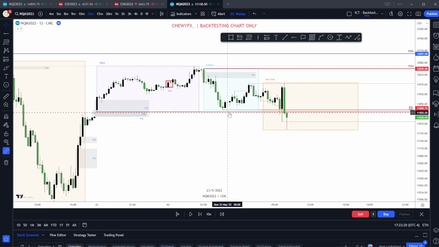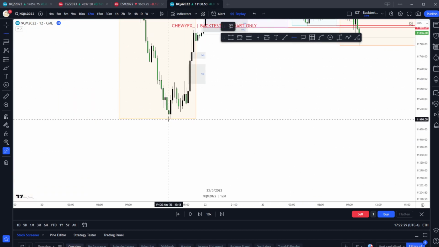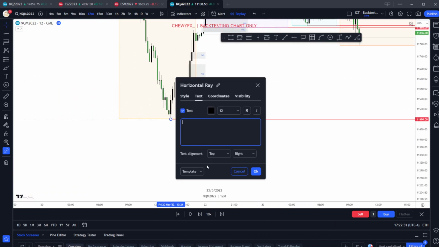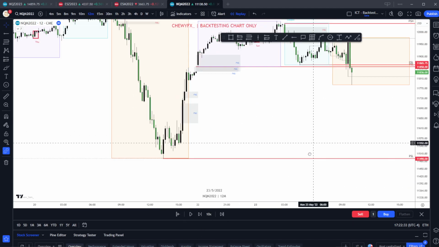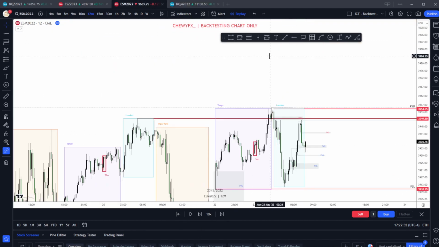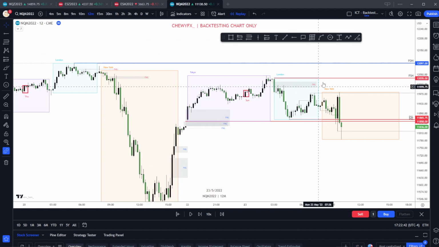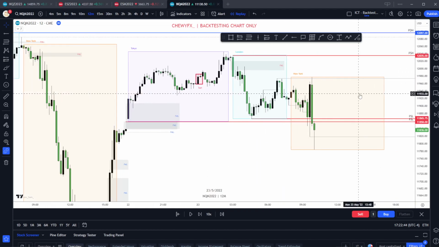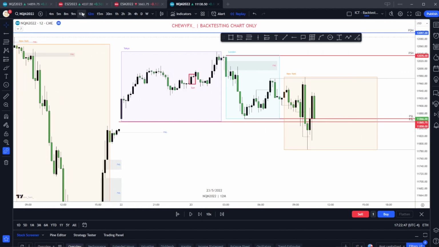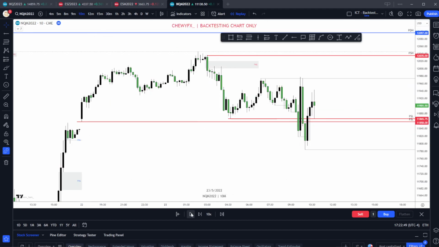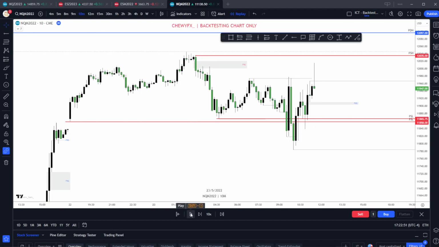So the market failed to sweep the session high, so that leads me to believe that we could potentially be taking out this session low. However, bear in mind, because we took out the daily high on ES, I'm not going to be looking for any sells. I'm looking for the same thing to happen here first. So I do have to wait for that high to get swept.